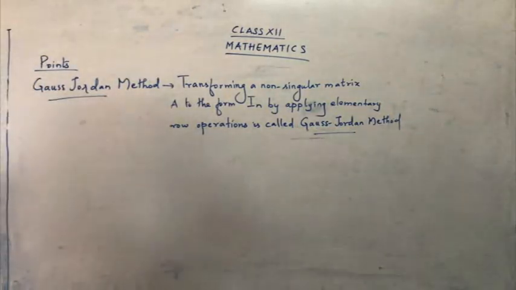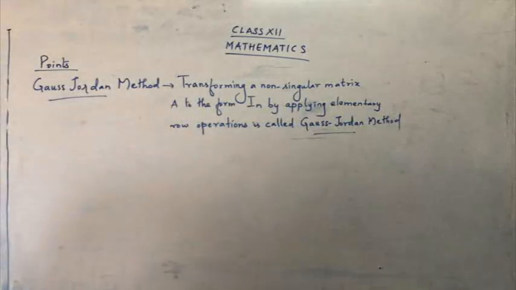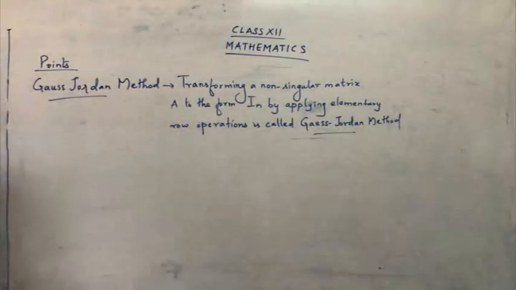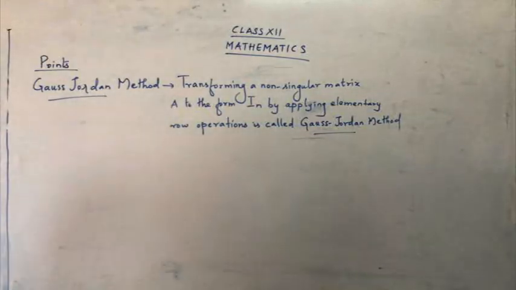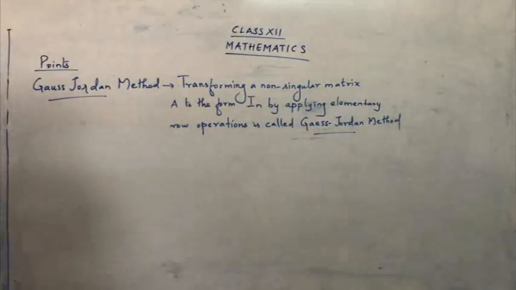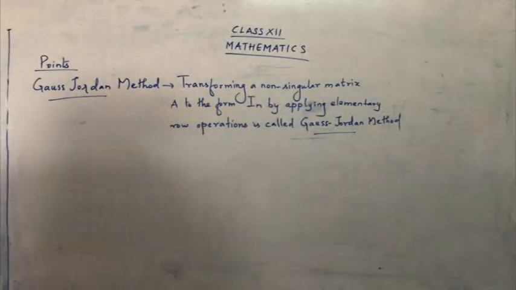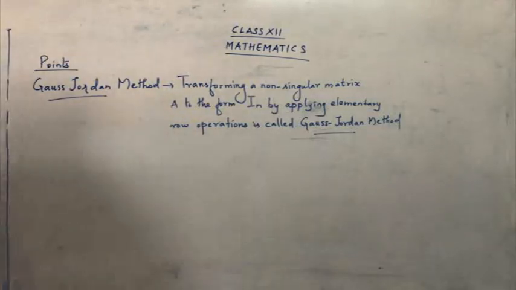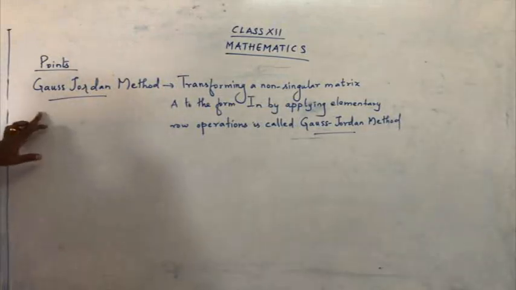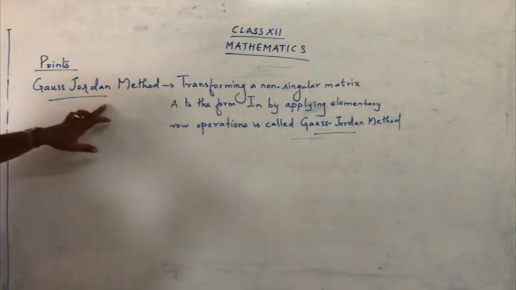Today we are going to continue with exercise 1.2. We are going to start with the third question. We have already completed sum number 1 and sum number 2. So take down your classwork. Write down today's date. Now give the heading as points. Write down Gauss-Jordan method. Take down the first point as Gauss-Jordan method, that is from exercise 1.2.